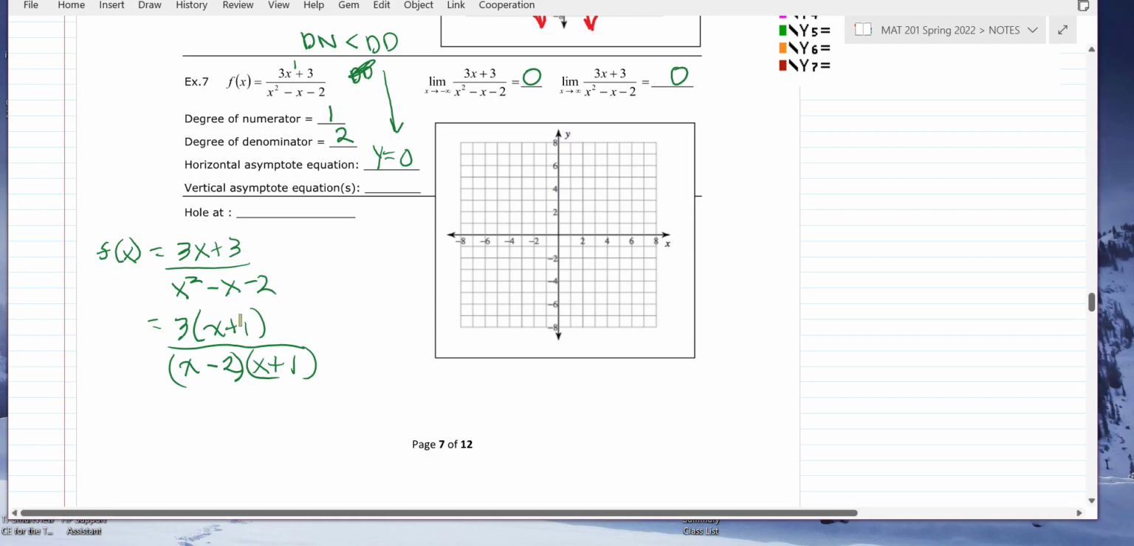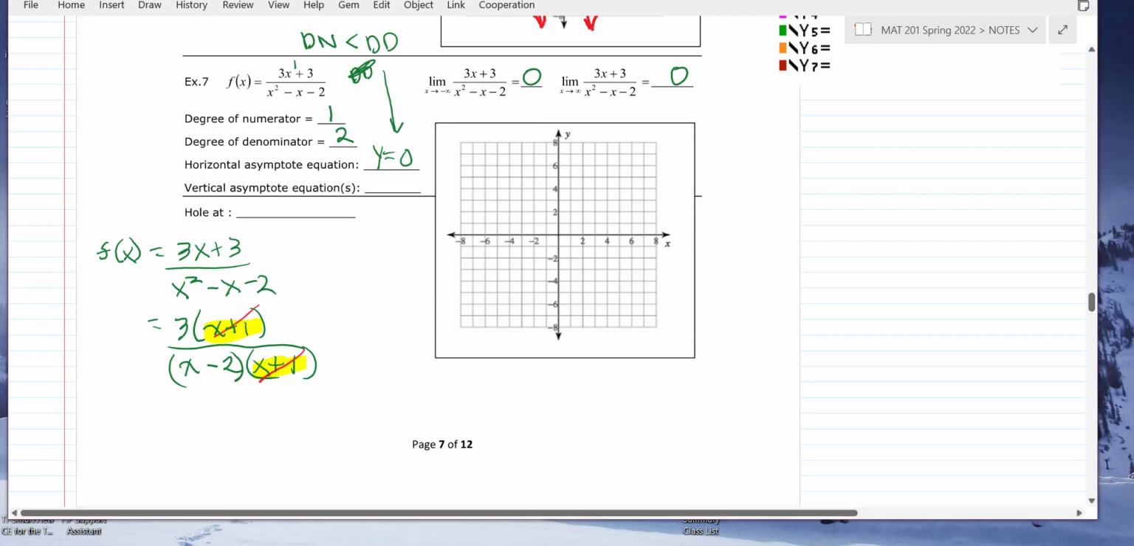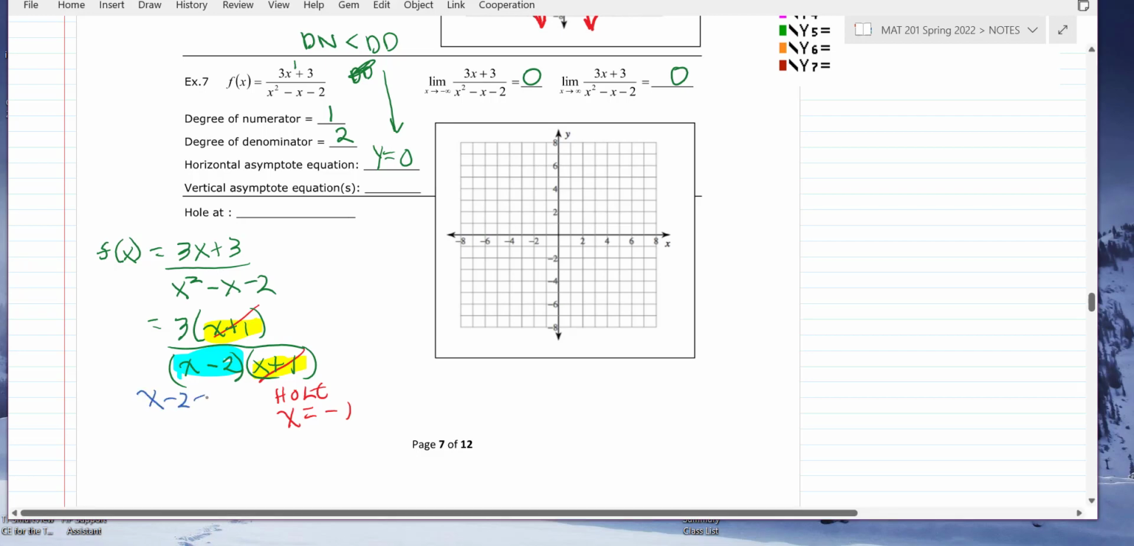So again, what happens is the one that cancels out is removed. Sometimes we call that a removable discontinuity. We'll learn that in a future section. So you basically have your hole at x equals negative 1. And the one that's left over gives you your vertical asymptote. So our vertical asymptote is x equals 2, and the hole is at x equals -1.